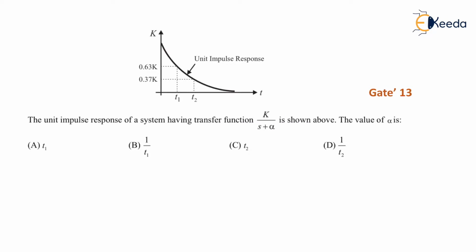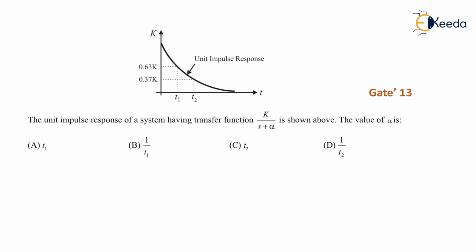So look at question number 1 which is displayed on the screen. The unit impulse response of a system having transfer function k upon s plus alpha is shown above. And what they are asking you is the value of alpha, and they have provided us four options. Let us see how to deal with this.